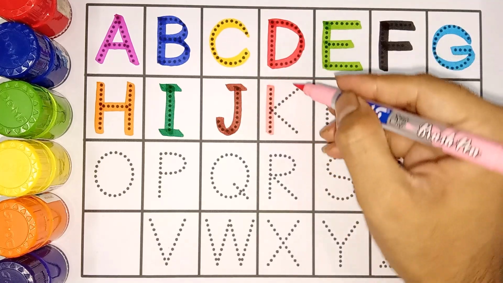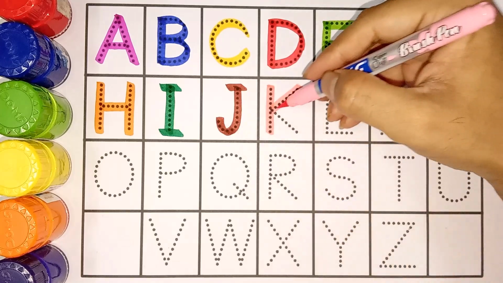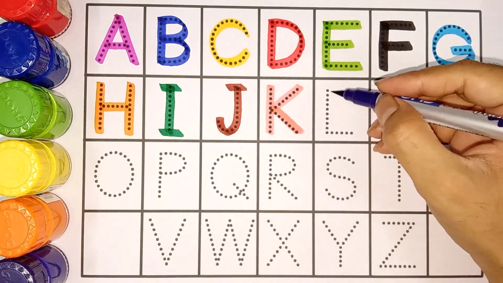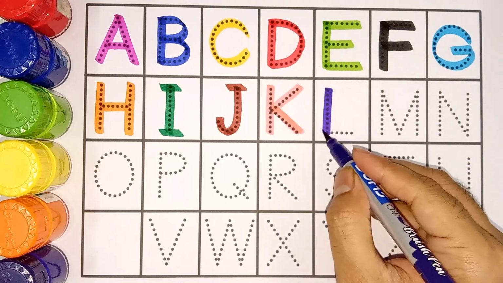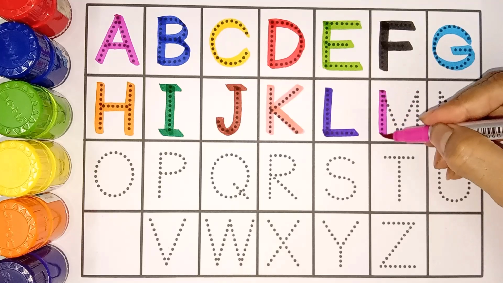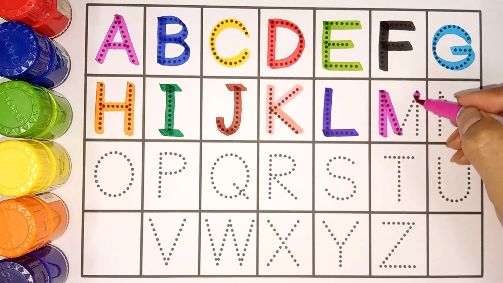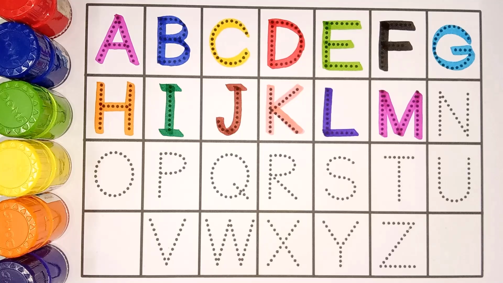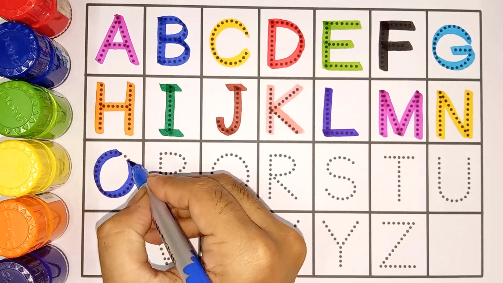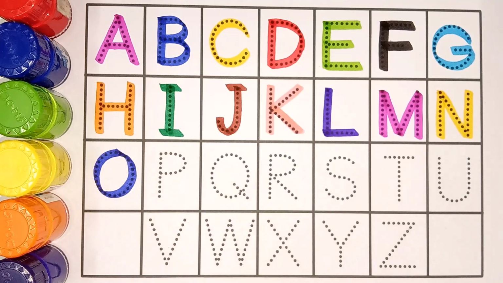K for kite. L for lion. M for mango. N for nest. O for owl.